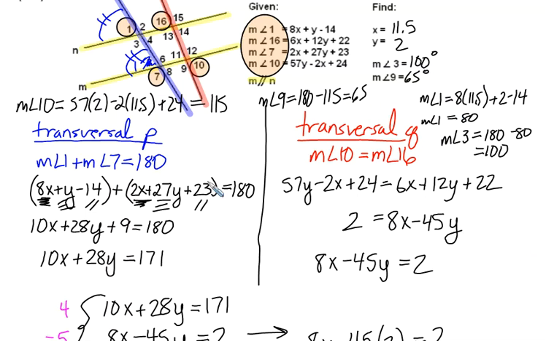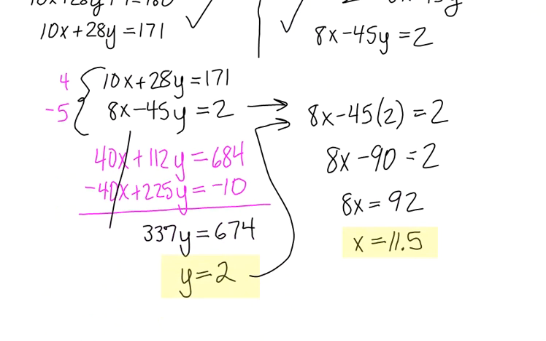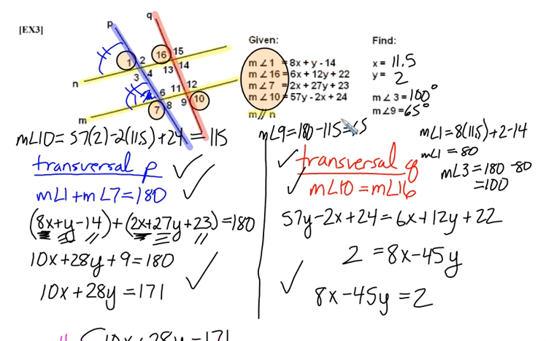Overall, the key thing when we set up the equations: name the transversal, say the geometry of the equation, and then get the equation. Once we have two equations, we'll go to the system of equations in order to solve for x and y. And then once we have the values of x and y, we can plug them in to find whatever else we need to calculate.